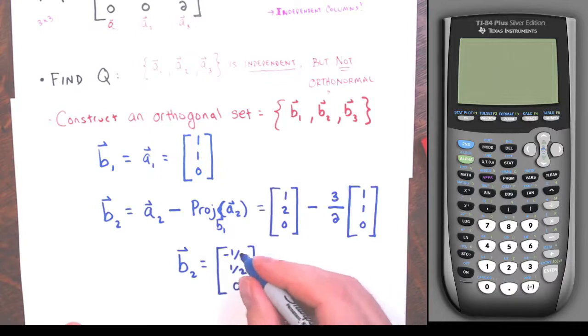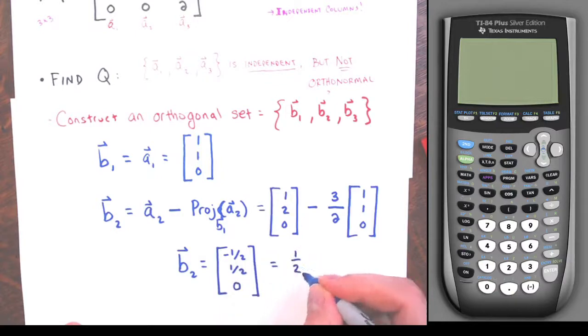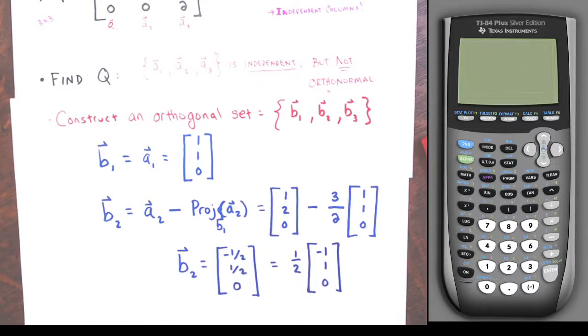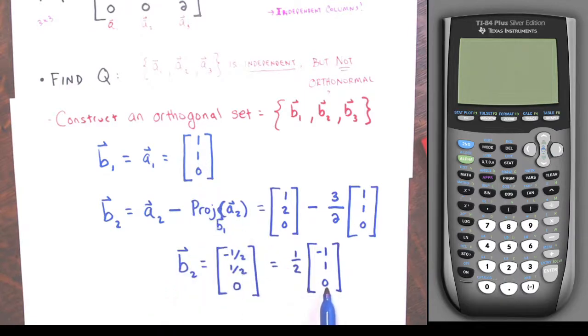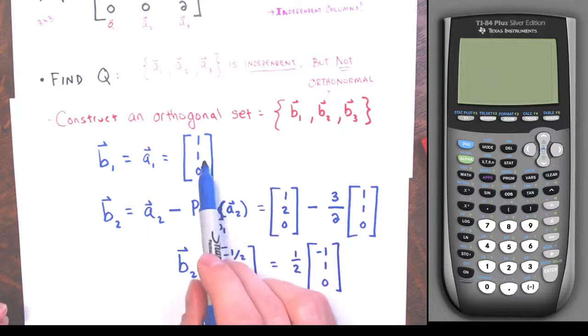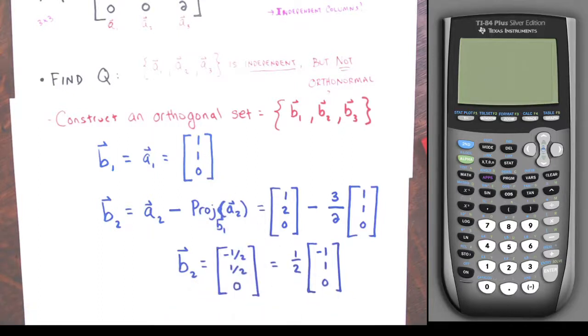And if you'd like, these all have a half in common. That's half of the vector negative 1, 1, 0. And check it out, these are orthogonal. If you did the dot product of 1, 1, 0 with negative 1, 1, 0, or negative 1 half, 1 half, 0, just a scalar multiple of it, you're going to get 0. These are orthogonal.